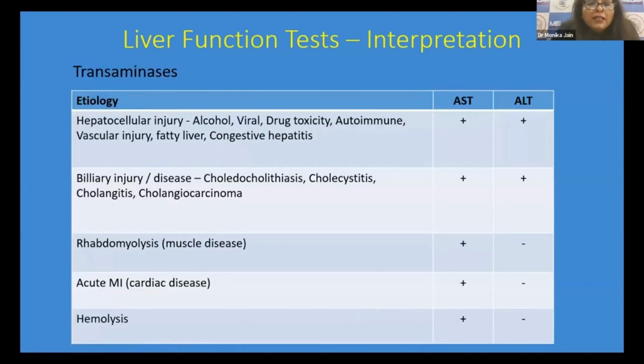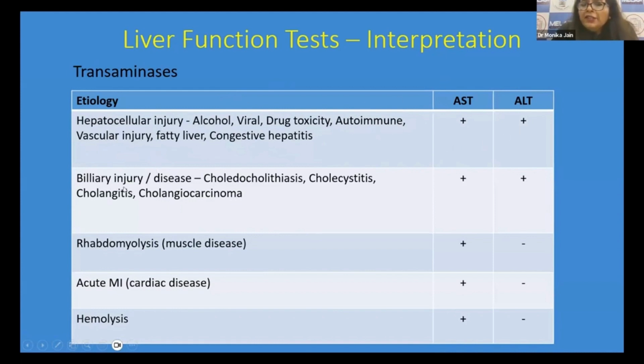The transaminases, there are a number of causes of transaminase increases. One is hepatocellular injury. This can be because of alcohol, viral, drug toxicity, autoimmune, vascular injury, fatty liver, congestive hepatitis. So a whole gamut of causes can cause hepatocellular injury. And you see AST and ALT, they both rise in these cases.